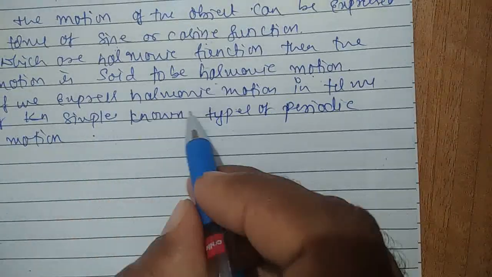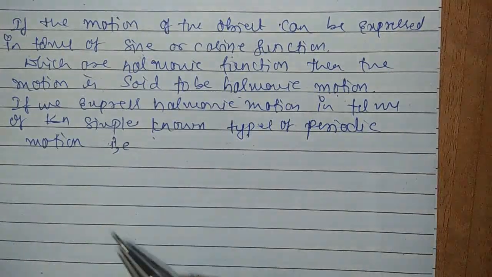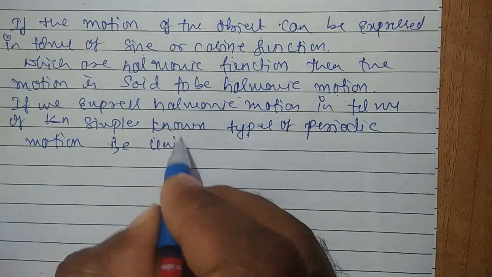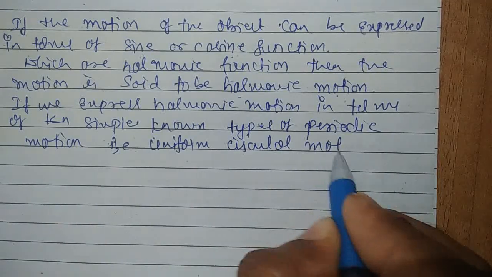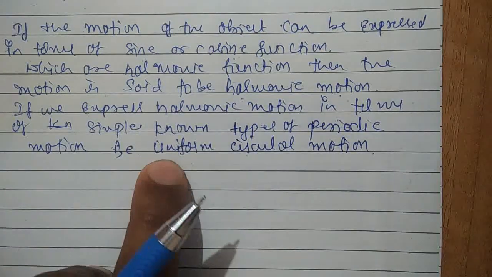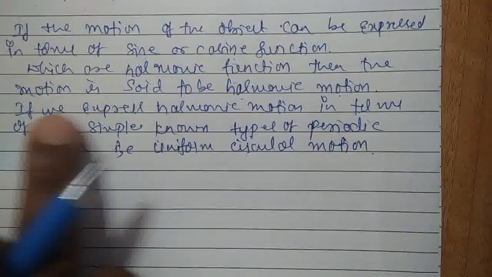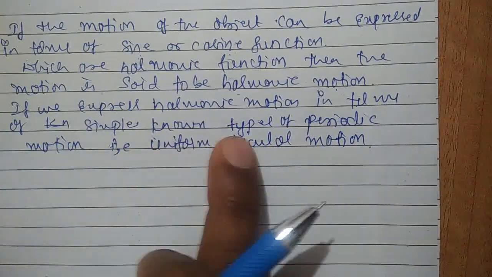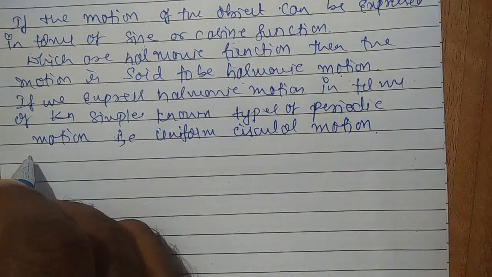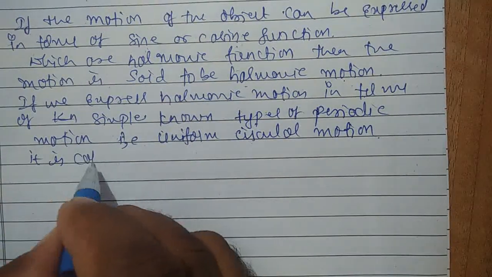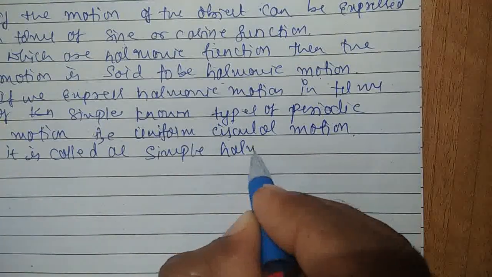So if we express the harmonic functions in terms of a simple known type of periodic motion, what is the simplest type of periodic motion? That is nothing but uniform circular motion. This is the simplest form of motion which is periodic, correct? So if you are able to express the harmonic motion in terms of a simple known type of periodic motion, that is your uniform circular motion, hence it is called simple harmonic motion.